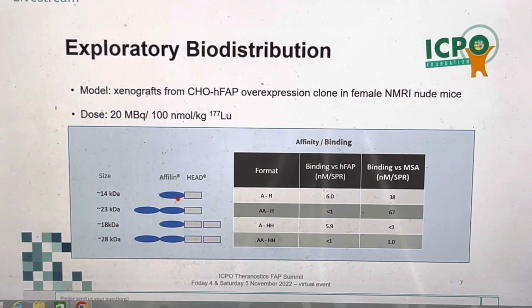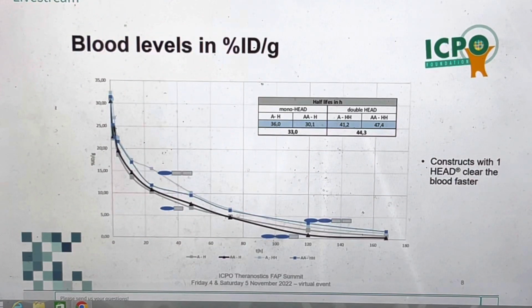So first you see one ephelin fused to one head, 2 ephelin fused to one head, one ephelin fused to two head domains, and then the two to two format. You see the respective sizes of these constructs and also the affinities here. This was done in our own FAP expressing cell line. And yeah, I will not read all the details to you in this case. Let's move on to the results.